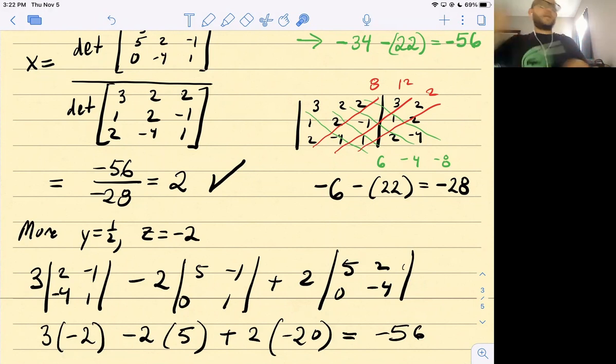Try it out. See if you can catch it. If you didn't get negative 28, you can also email me a screenshot or a picture of what you did, and I can see if I can spot your mistake.